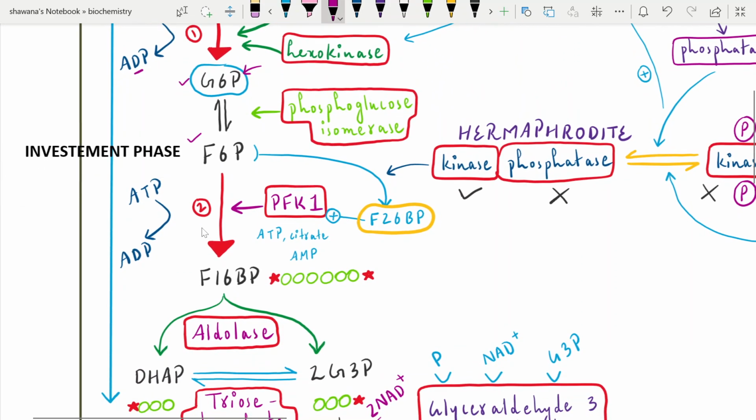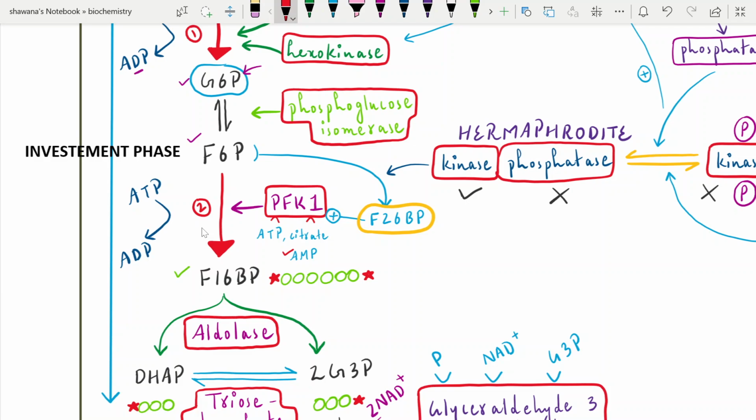The most critical and important irreversible step in glycolysis is the conversion of fructose 6 phosphate to fructose 1,6 bisphosphate. Okay, it's very important, and it's an irreversible step undertaken by the enzyme known as phosphofructokinase 1. PFK1 has many pockets. For example, it has many allosteric regulations. It has a pocket for ATP, a pocket for citrate, and a pocket for AMP.